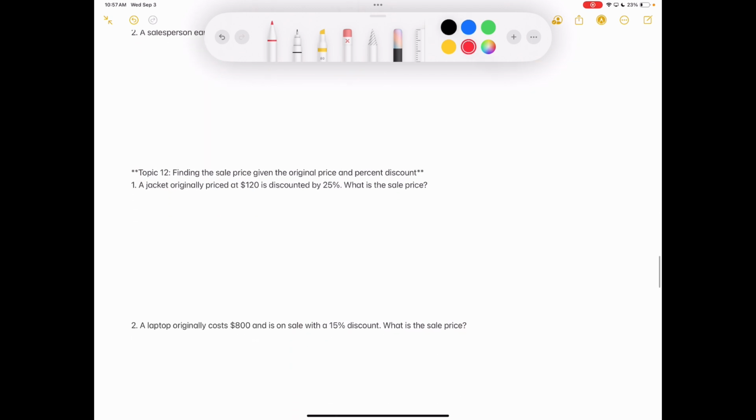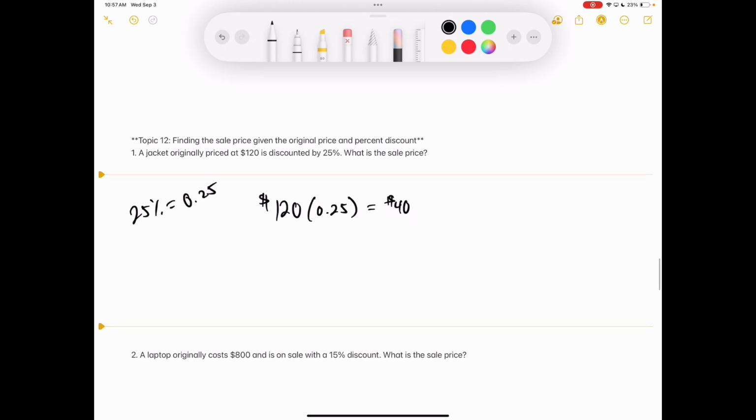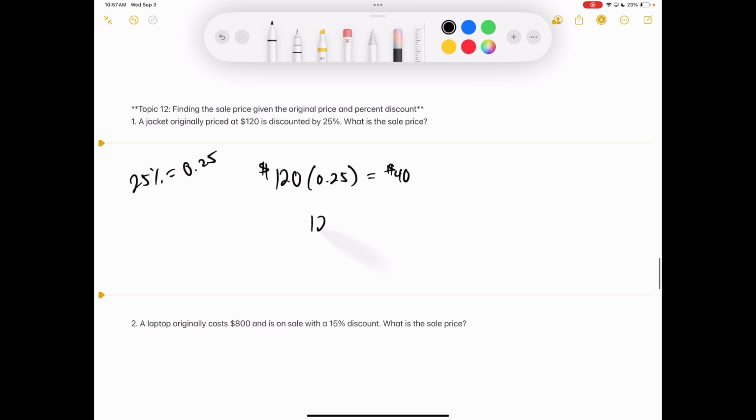All right, here's one that you can look at. A jacket originally cost $120. It's discounted by 25%. So that's 0.25. What is the sale price? So there's 2 different ways to do this. I take it times 25% and I get $40. That's how much the discount is. We were just doing that. So 120. Why did I do 40? 40 is not right there. 0.25 times 120 is 30. So 120 minus the discount, I'm actually paying $90, okay?